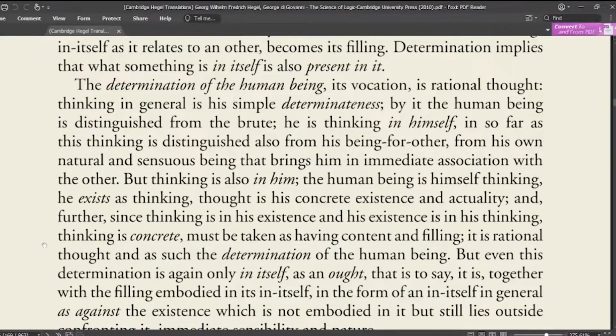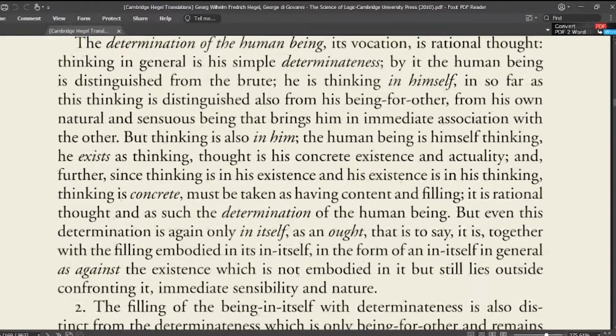But thinking is also in him. The human being is himself thinking. He exists as thinking. Thought is his concrete existence and actuality. And further, since thinking is in his existence, and his existence is in his thinking, thinking is concrete, must be taken as having content and feeling. It is rational thought, and as such, the determination of the human being. But even this determination is again only in itself, as an ought. That is to say, it is together with the feeling embodied in itself, in the form of an in itself in general, as against the existence which is not embodied in it, but still lies outside it, confronting it, immediate sensibility and nature.